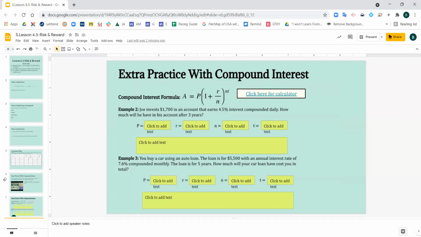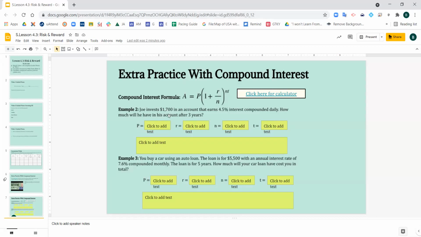Hi, everybody. I'm going to just show you really quickly how to complete these two example problems that you have in your notes. Again, we're just getting some extra practice with compound interest, and you have your formula right here. P again is the principal, R is your interest rate. You're going to write that as a decimal. N is the number of times that your interest is being compounded per year, and then T is the number of years. And then I recommend using this calculator right here that I have linked in.